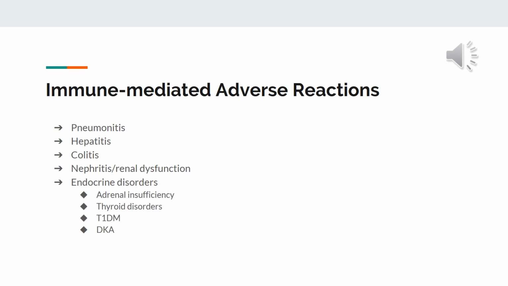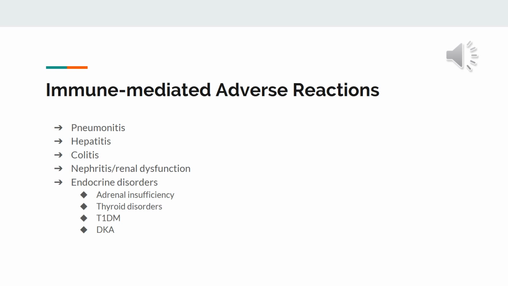Using avelumab can lead to certain immune-mediated adverse reactions. Some of the reactions are pneumonitis, hepatitis, colitis, nephritis or renal dysfunction, and certain endocrine disorders such as adrenal insufficiency, thyroid disorders, type 1 diabetes mellitus, and diabetic ketoacidosis. To monitor for pneumonitis, you can use radiographic imaging.